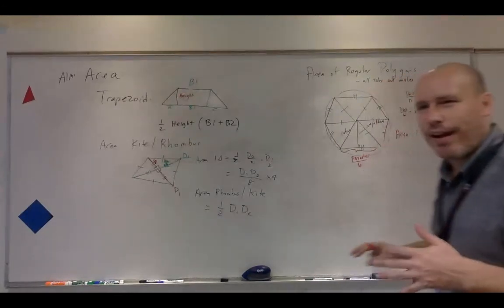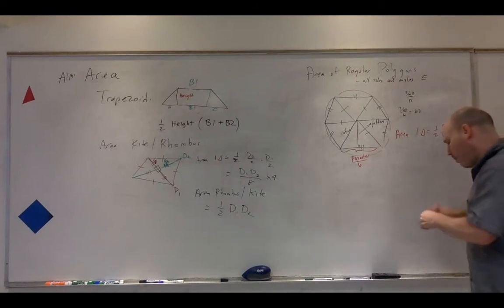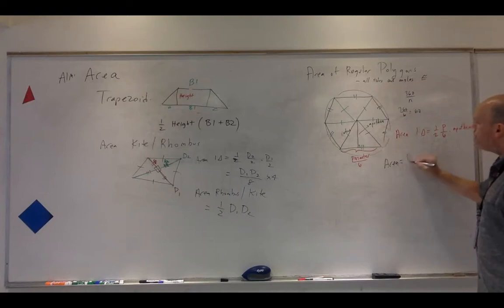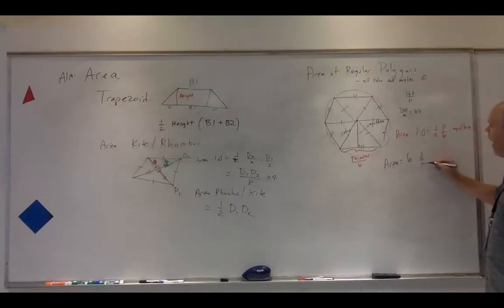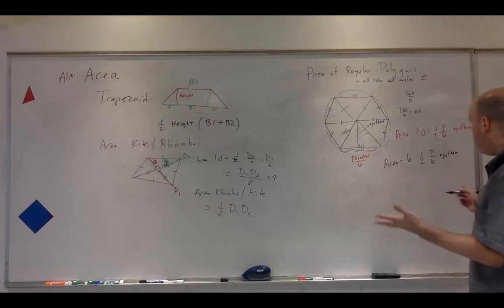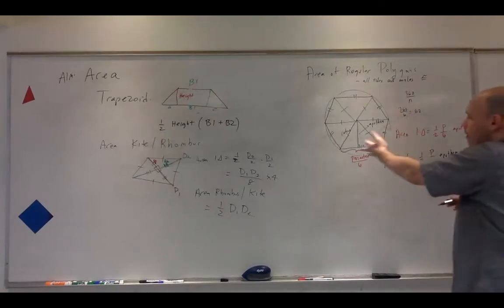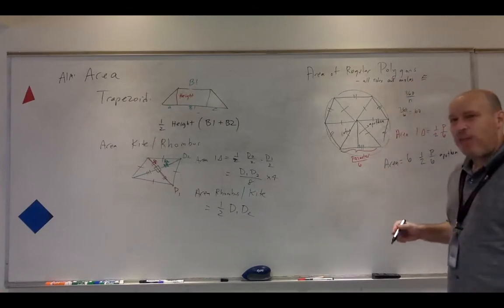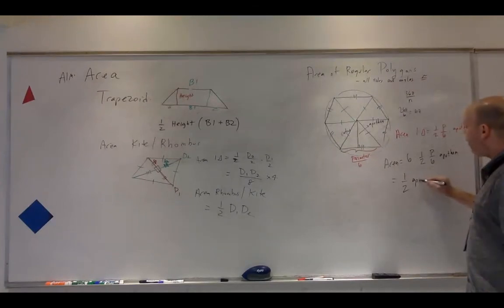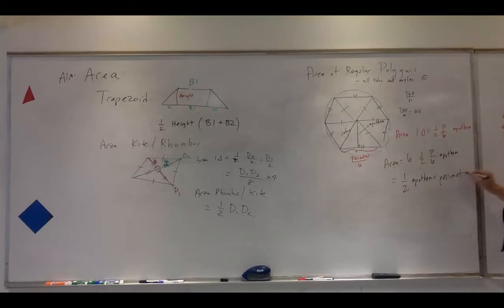So the question is, what is the area of the entire thing? You say, fine. Therefore, the area is equal to 6 times 1/2 the perimeter divided by 6 times the apothem, and you get this really interesting formula. The area of any regular polygon is equal to 1/2 the apothem times the perimeter.